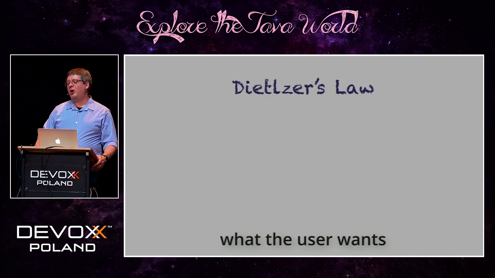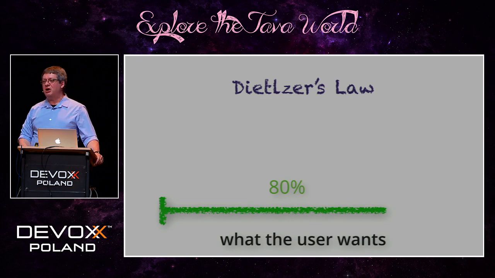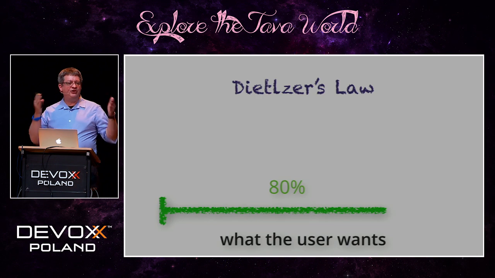And here's what Dietzler's law says. When you look at what your user wants, tools like Access make 80% of what they want super fast and easy. And this is true in every Access project. They all started out with stunning success because you could get so much done so quickly. The first 80% was really easy.